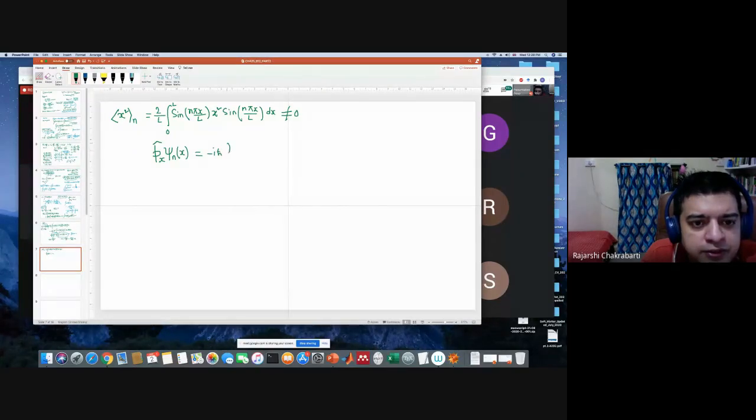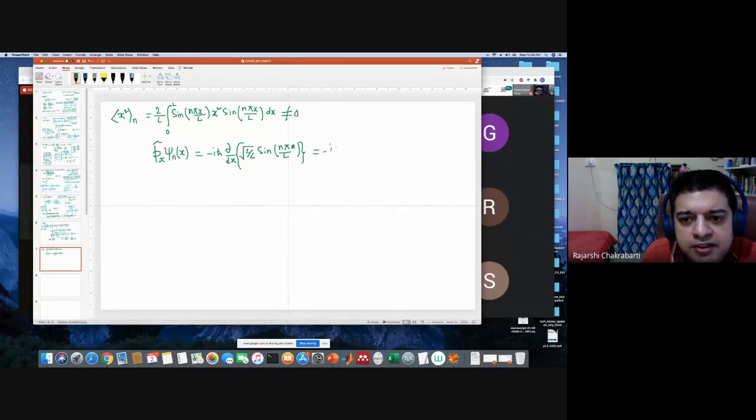It is iħ cross d/dx on whatever, root over 2 by L sine n pi x by L, and that will give me what? Minus iħ root over 2 by L.